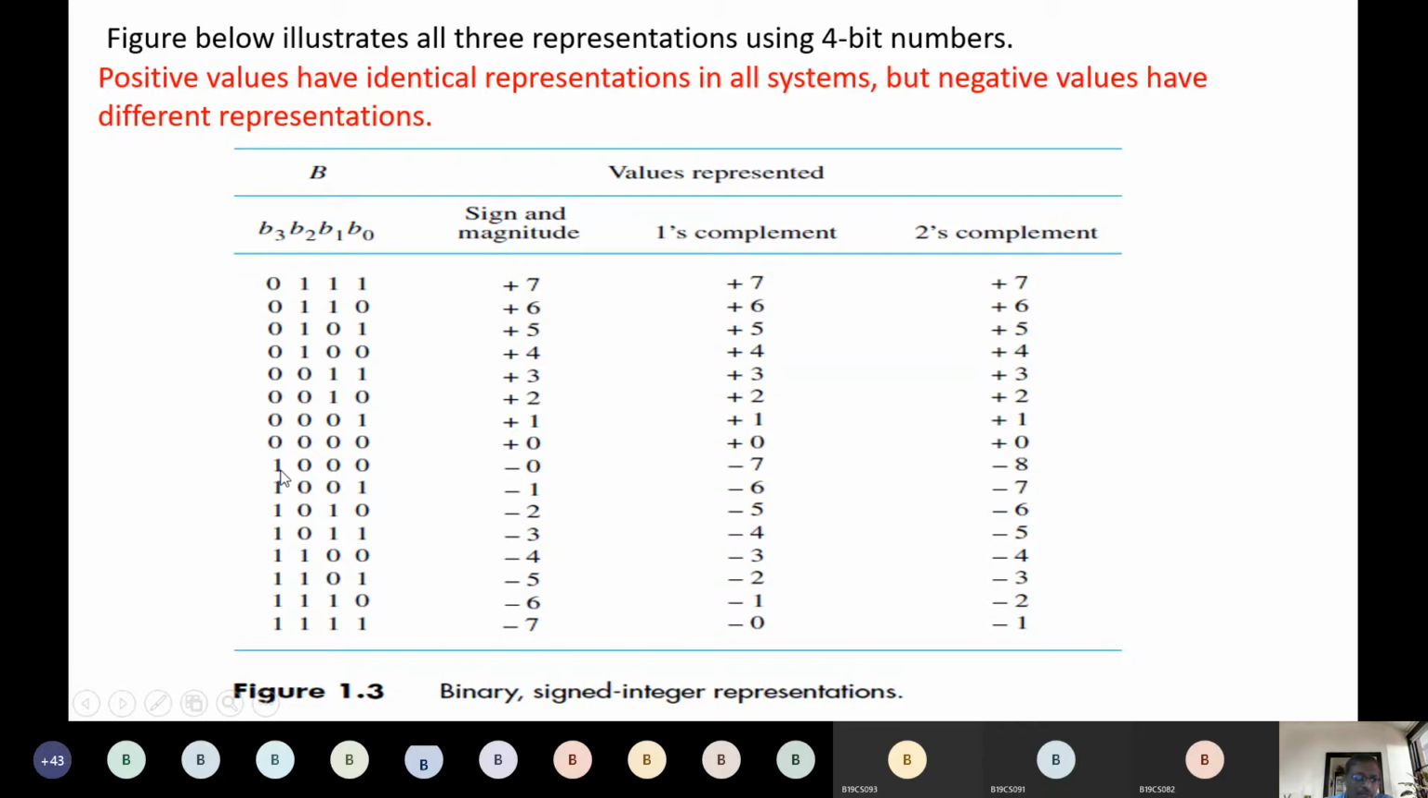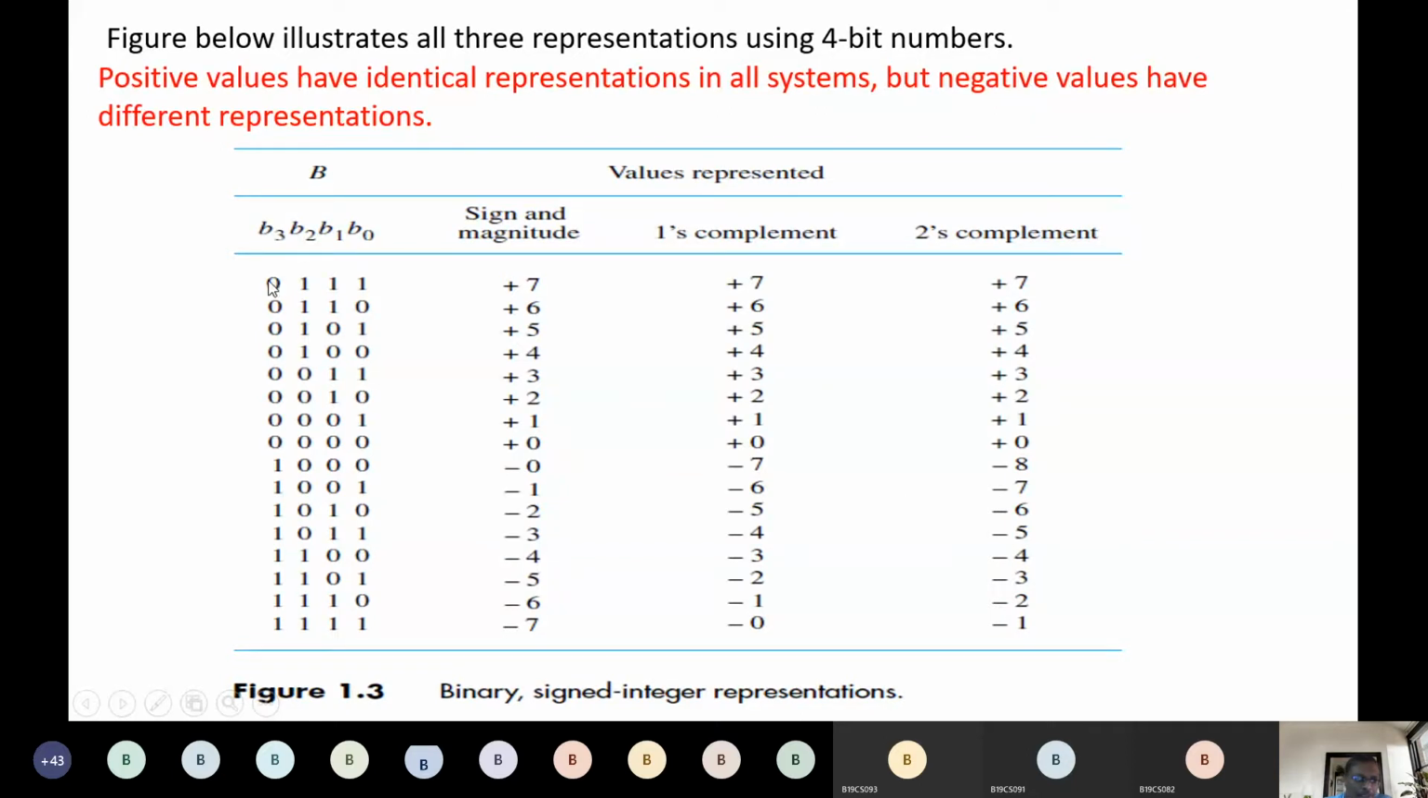So you can see 1, 3 zeros. In sign and magnitude, we call it minus 0. It is repeated as minus 0. In ones complement, it is minus 7, and in twos complement, it is minus 8. Similarly, for all the remaining ones, you can see that there is a difference for the negative number representations.